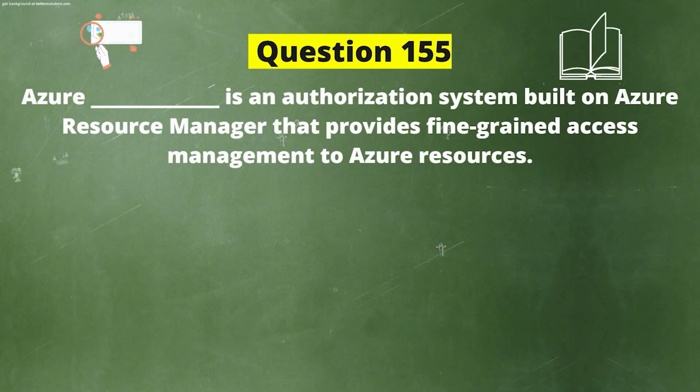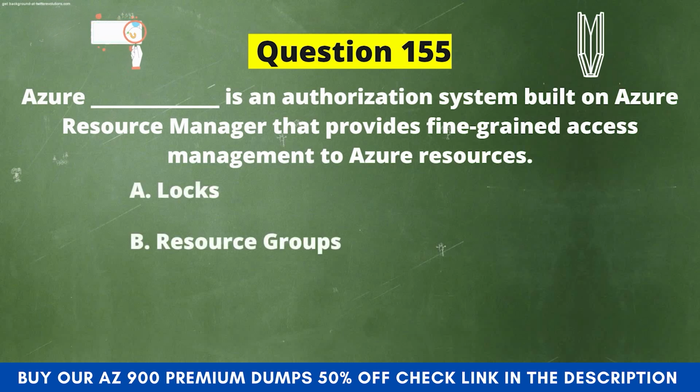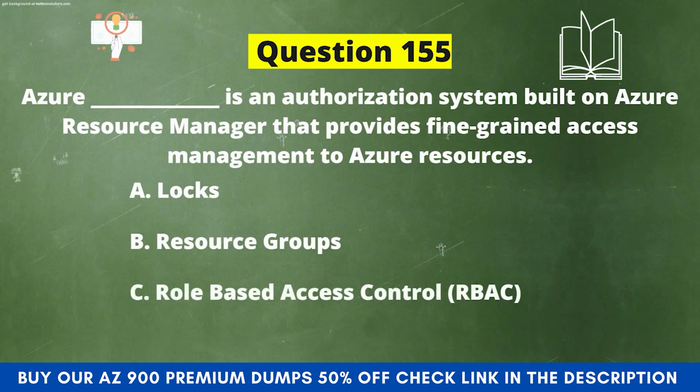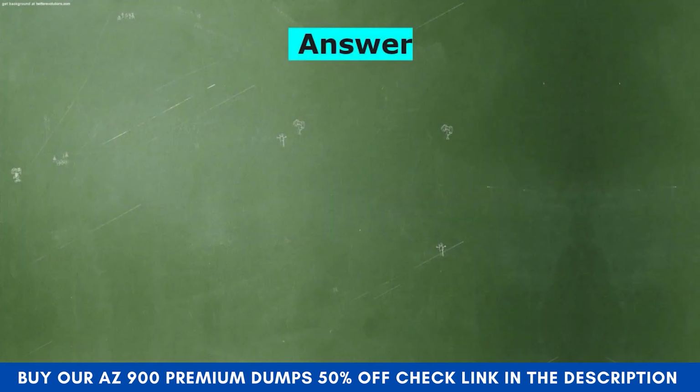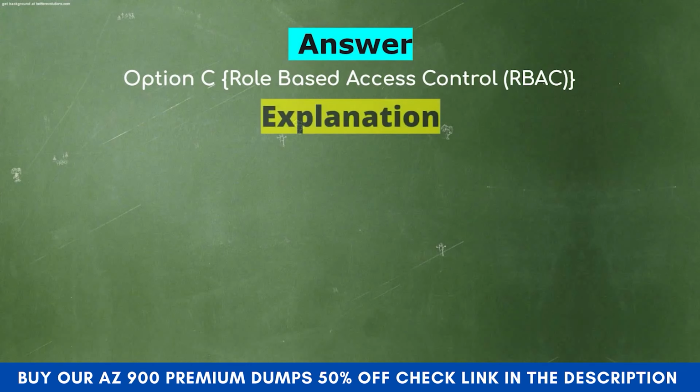Next question. Azure dash is an authorization system built on Azure Resource Manager that provides fine-grained access management to Azure resources. Option A, locks. Option B, resource groups. Option C, role-based access control, RBAC. Option D, policies. And the correct answer is option C, role-based access control. Explanation.